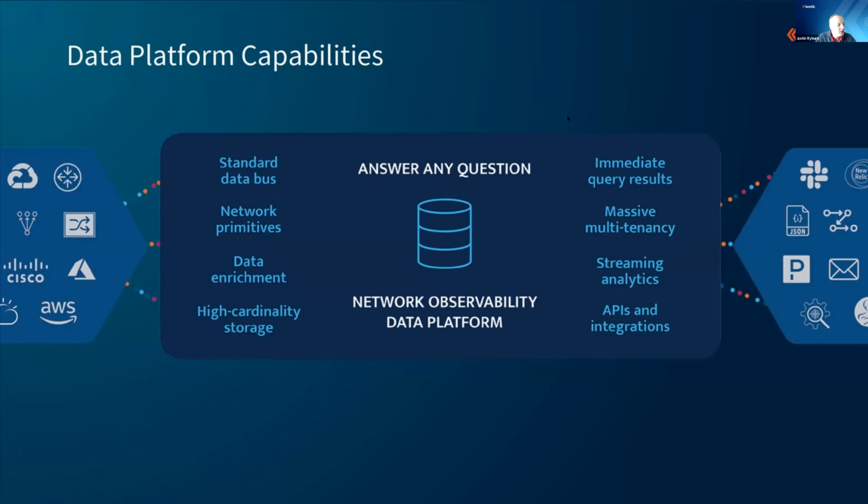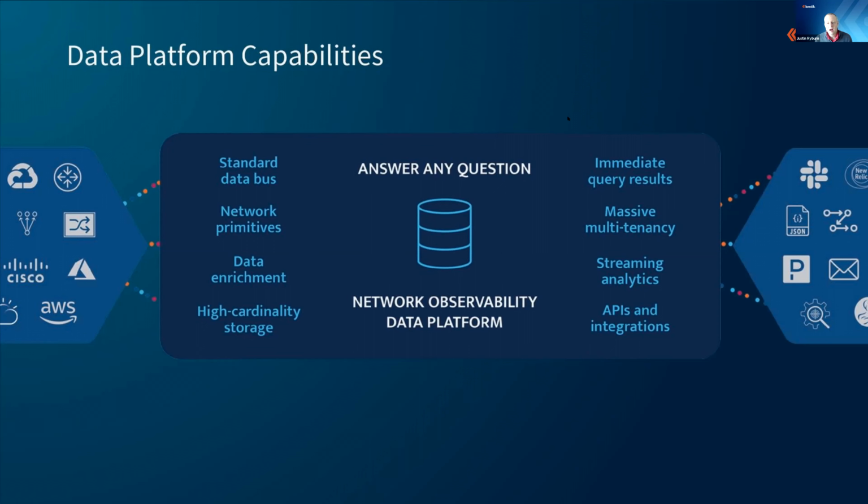We talked a little bit about this, but I'll go into a little more detail. Answer any questions, right? To be able to get true network observability, in the way that we define it here at Kentik, you need to be able to get all these various different types of data. We talked about some of the network telemetry data a couple slides ago that you need to collect, but you need to get all of those into a single platform. You need to be able to get the network primitives. You need to be able to do the data enrichment.